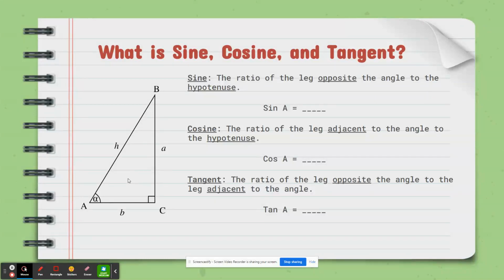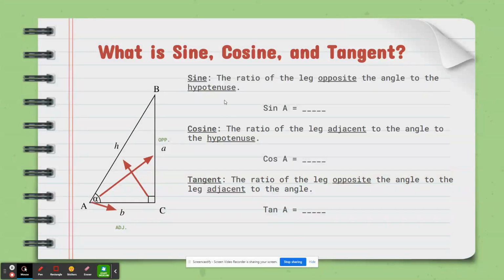We will start by identifying the hypotenuse. The hypotenuse is the longest side of the triangle, also always opposite the right angle. For this diagram, we will label that as lowercase h. Next, we will identify the side opposite the angle. In this example, we are going to refer to angle A. The side opposite angle A is on the other side of the triangle. We will label this as lowercase a. Lastly, the remaining side of the triangle is the adjacent side. So next to angle A, we have letter B.